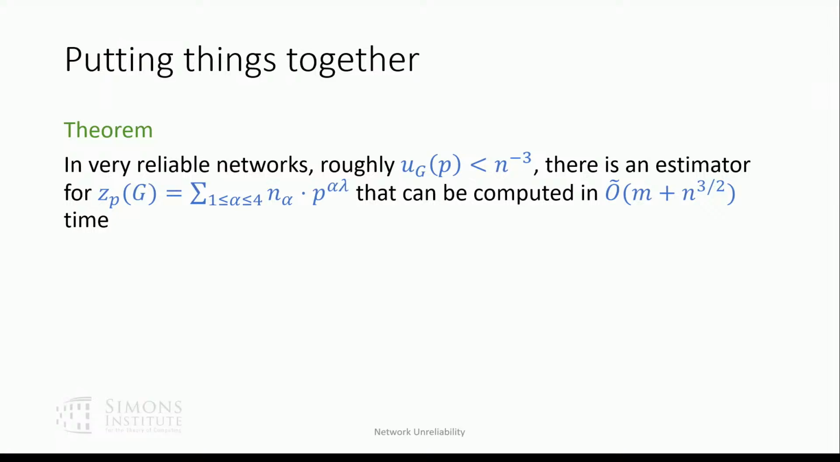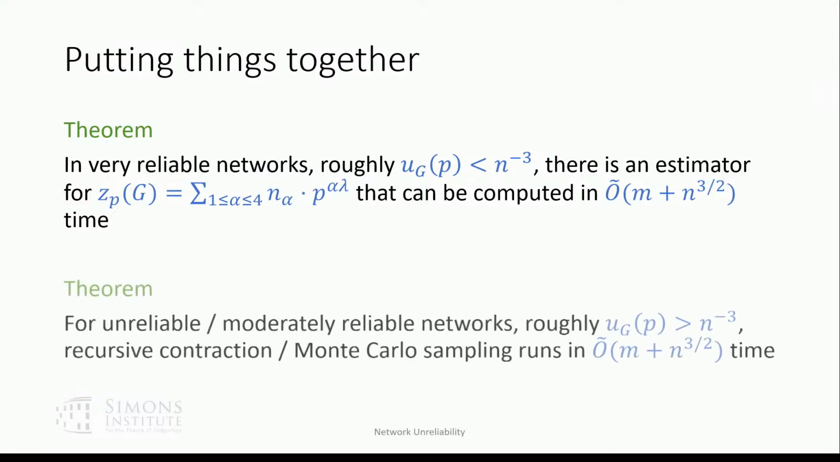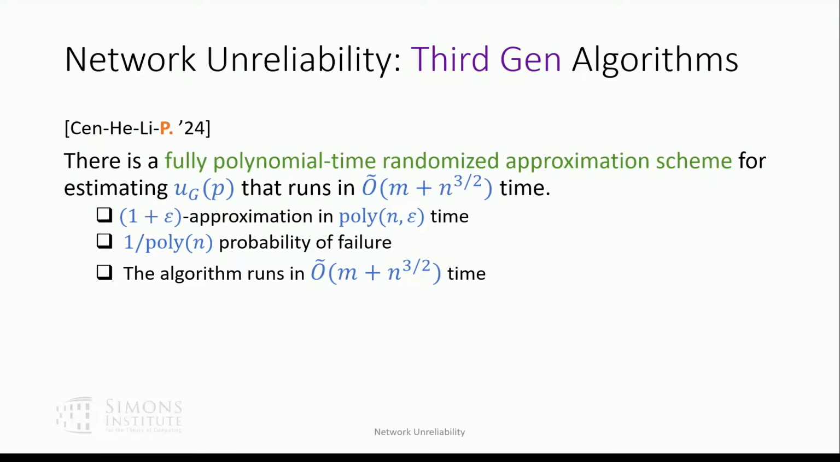Once you put all of these together, we get this. In very reliable networks, we show that there is an estimator for this quantity Z, which is a surrogate for U, that can be computed in time about n to the 3 halves. Put that together with the theorem I mentioned earlier. In less reliable networks, previous techniques can already be made to speed up to the same running time. And once you put all that together, you get this result of n to the 3 halves running time.